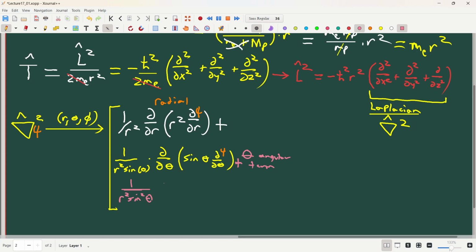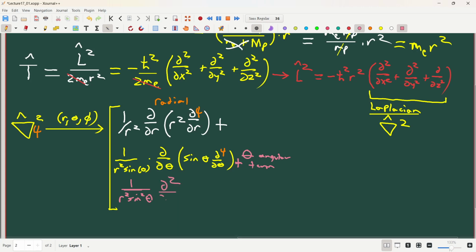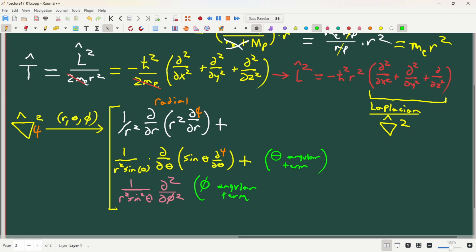Sine squared theta times the second derivative with respect to phi. So this is our phi angular term. Plus, theta angular term. It's the theta angular term. So the plus here. Let me just erase this and make this more consistent. All right, there's a plus here, and this is the theta angular term. Okay, and this is the phi angular term.